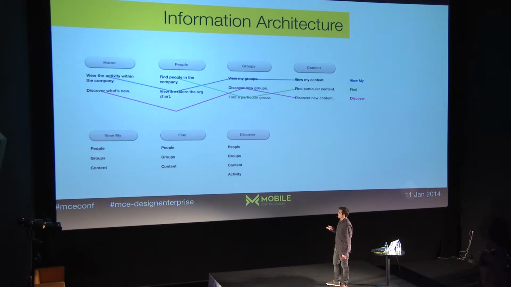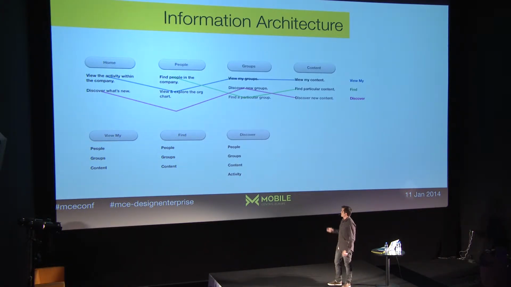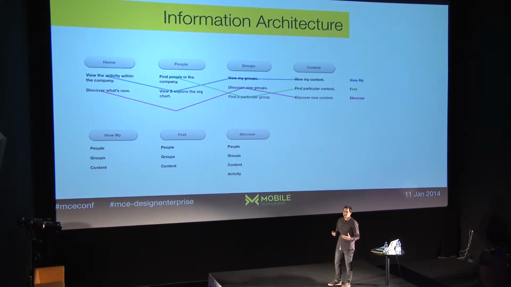So we have this view my area, so view my people, groups and content; find people, groups and content within the organization; and discover people, groups, and content. Activity falls under discovery, because in a bigger organization, these stream views are overwhelming. If you could imagine watching 10,000 Twitter people in an 8-hour workday, posting constantly, it gets a little overwhelming. So we want to create a better discovery experience.